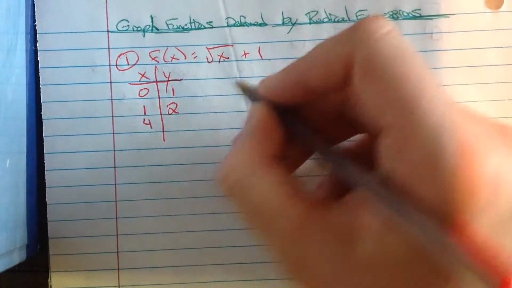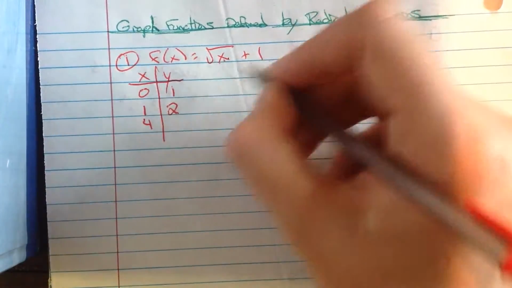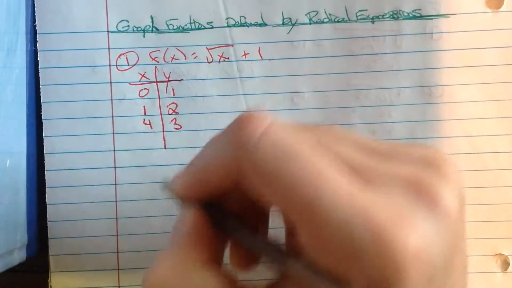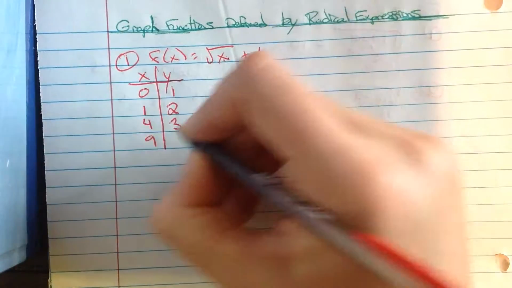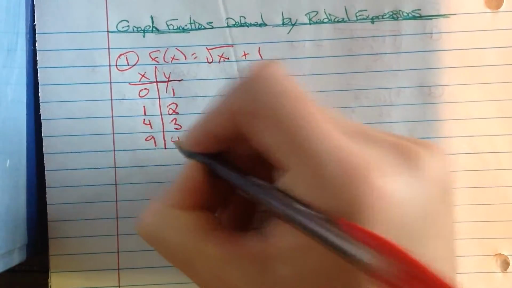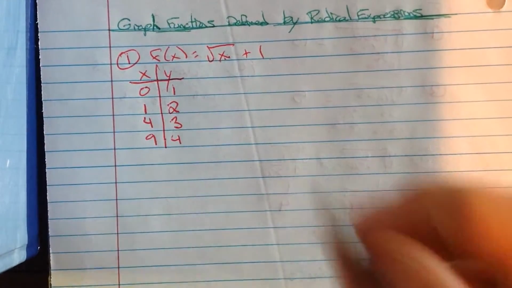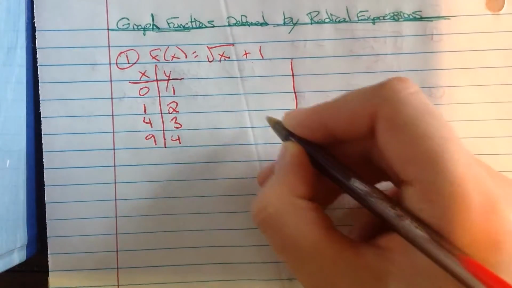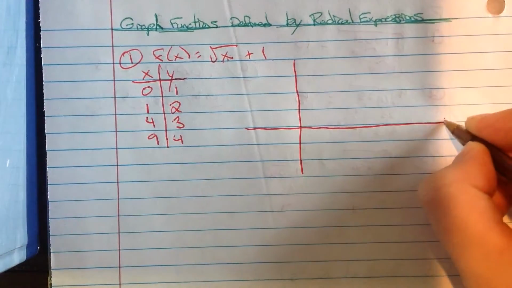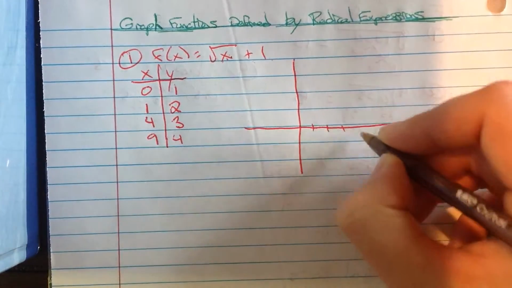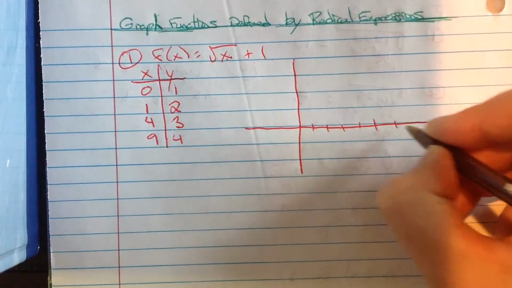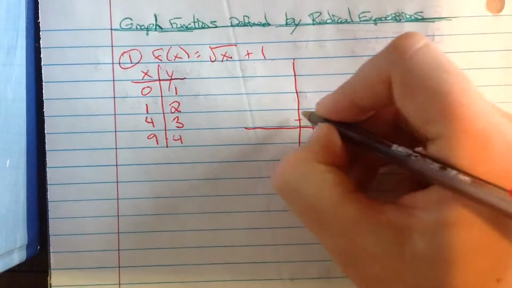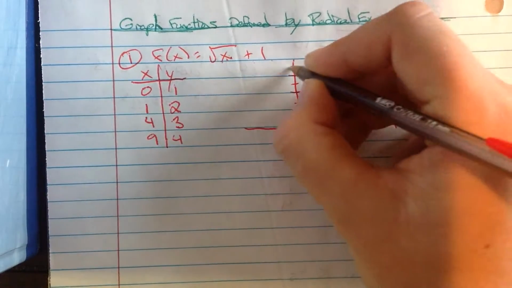If I plug in 4, square root of 4 is 2, plus 1 is 3. If I plug in 9, square root of 9 is 3, plus 1 is 4. So we can go about putting these points on our coordinate system.